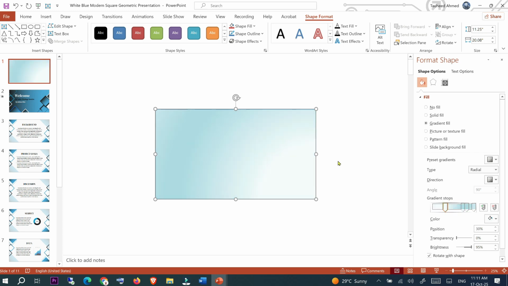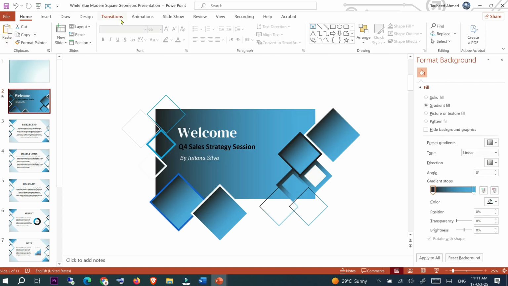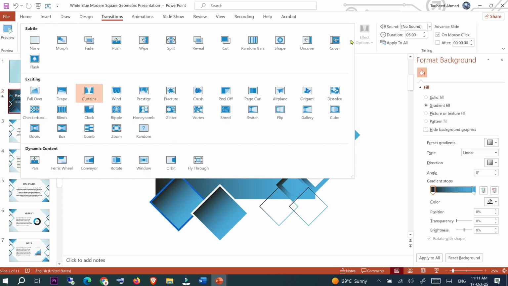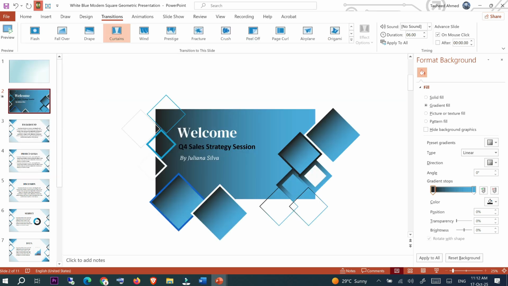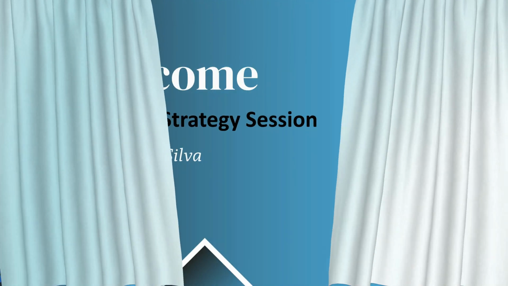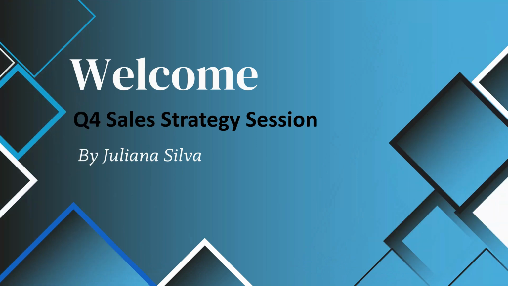So once you do that, go to slide number 2 and go to the Transitions tab and click on this arrow for more, and here you will find the curtains transition. Click on that. Click on presentation mode and see how it looks. And you can see a beautiful welcome slide.